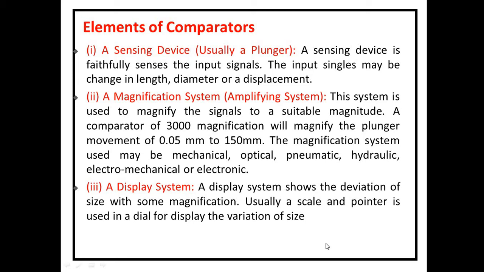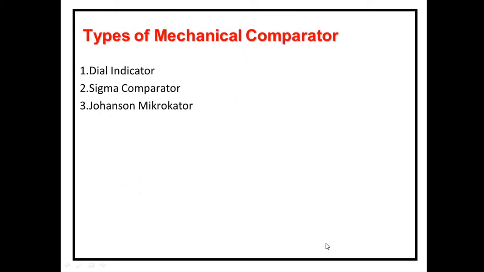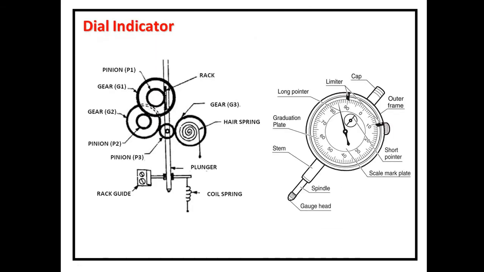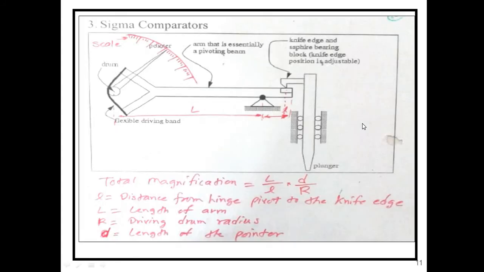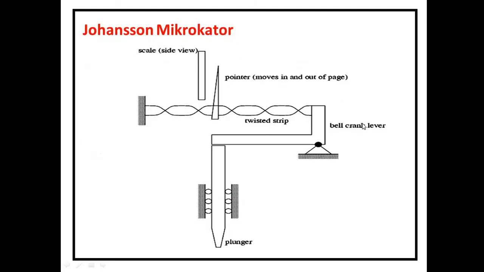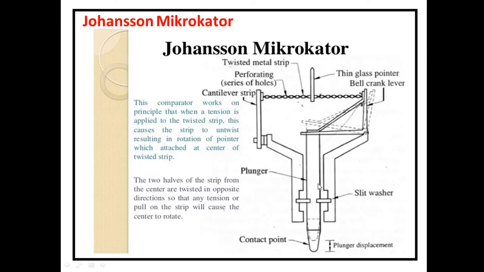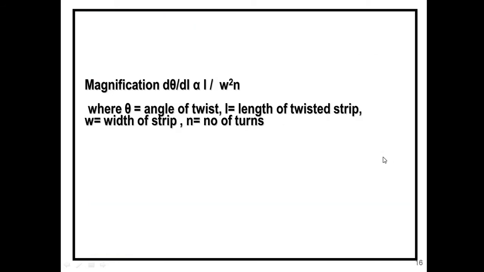Then we have discussed the different types of mechanical comparators, that is a dial gauge, how the dial gauge comparator works, and how the magnification is to be calculated. Then we have discussed the sigma comparator, how it works, what are the different parts, and what magnification is achieved in the sigma comparator. Then we have discussed the Johansson microkator, another mechanical comparator, how it works, and what magnification can be achieved in it.